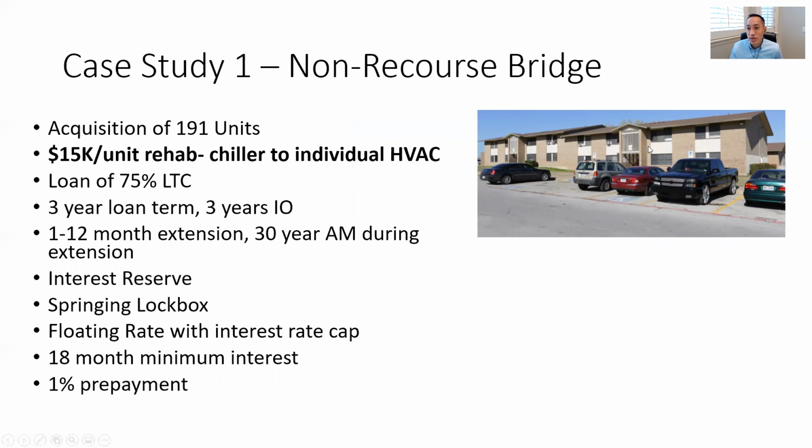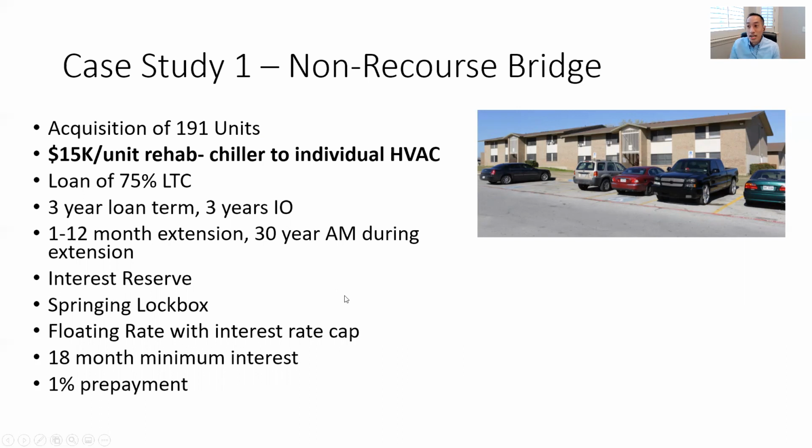So you can see that there's some window units in this property because I guess the chiller wasn't working all the time. And we did a 3-year loan, 3 years IO with one 12-month extension. You can see it has the interest reserve, springing lockbox, and then you have to buy an interest rate cap as well. So this interest reserve is one thing that we haven't talked about.